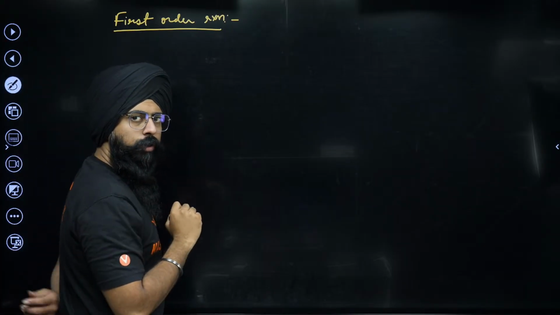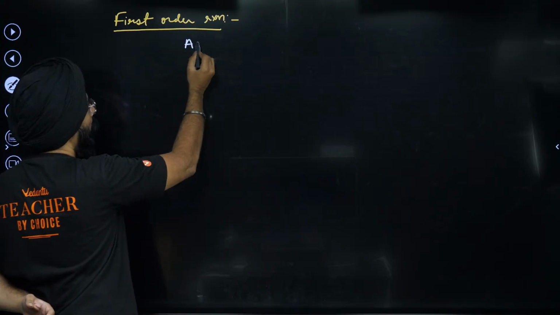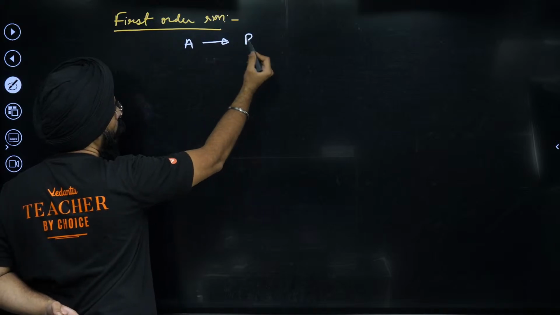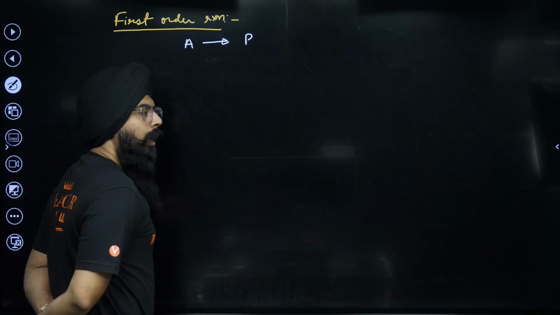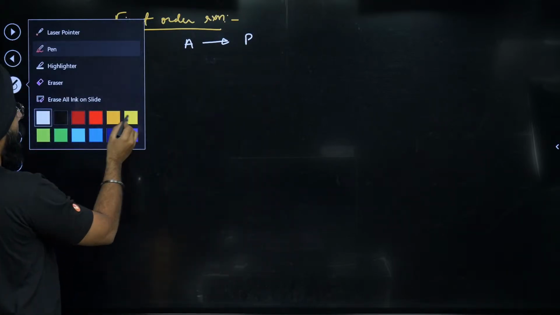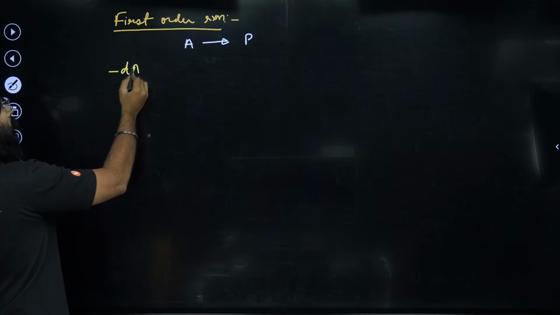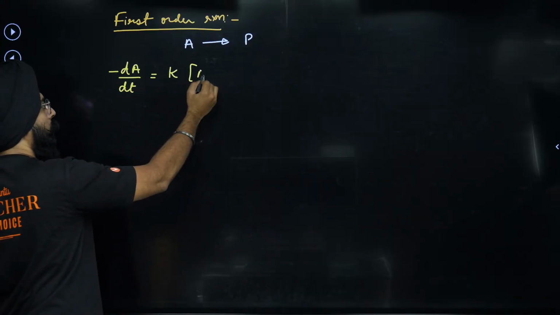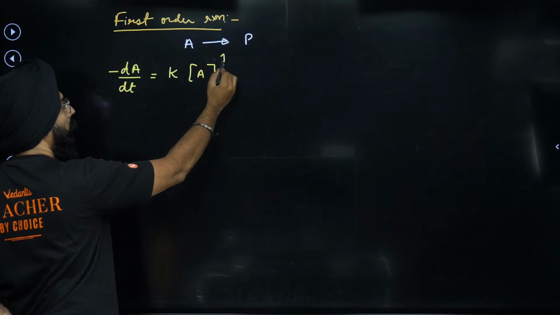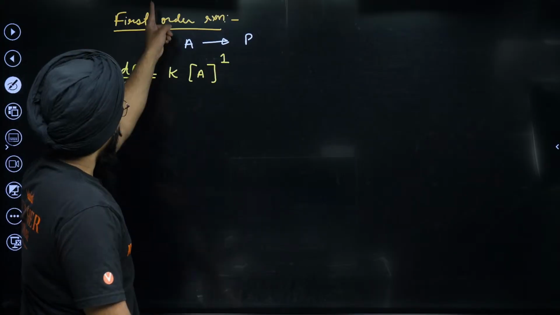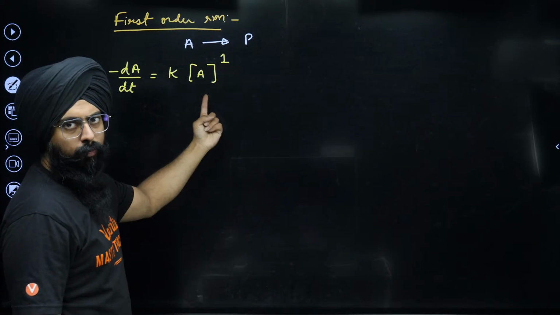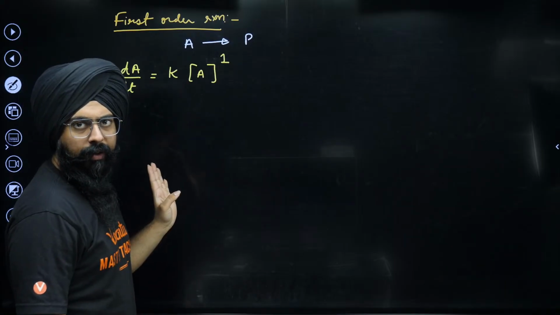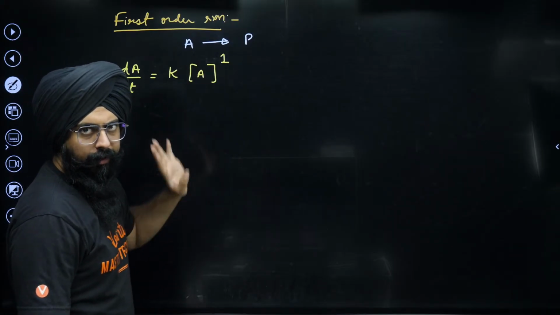What do we mean by first order reaction? Let us say our reactant A is going towards product P. I can define the rate of the reaction as minus dA by dt is equal to K times the concentration of A raised to the power 1. First order means order is 1. So the power of the concentration is 1.